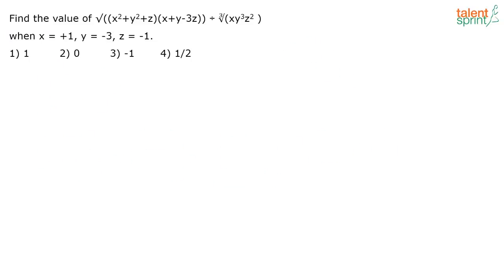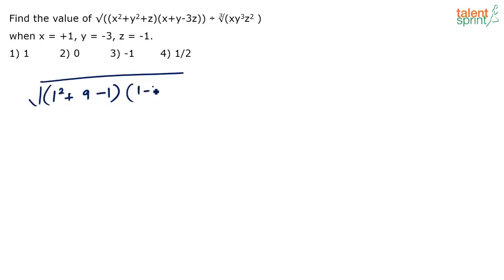Find the value of root of x squared plus y squared plus z into x plus y minus 3z divided by cube root of x y cube z squared. Here they have given you the values of x, y and z. So you just have to put in these values and get the answer. You have to find out root of 1 squared plus minus 3 the whole squared, which is 9. Similarly minus 1 the whole, z is minus 1. I am just putting in these values. Nothing much for me to explain here.